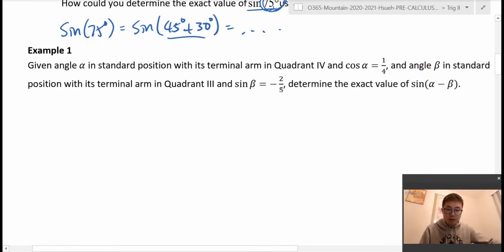Here it says, given the angle alpha in standard position with its terminal arm in quadrant 4 and cosine alpha is 1 over 4, and angle beta in standard position with its terminal arm in quadrant 3 and sine beta is negative 2 over 5, we are looking for the exact value of sine of alpha minus beta.